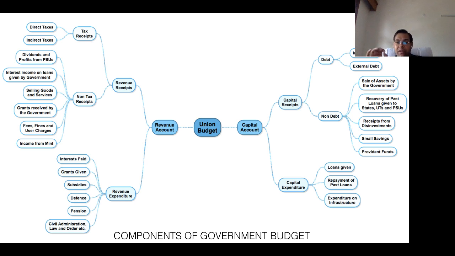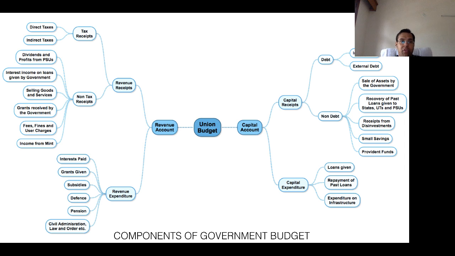On the other hand, capital expenditures: loans which are given, whatever loans you grant, they are called capital expenditures, principal amount. Repayment of past loans, whatever past loans you have taken, now you are repaying them, that is also considered to be a capex, capital expenditure. Expenditure on infrastructure is also a part of capital expenditure. So this is capital expenditure.